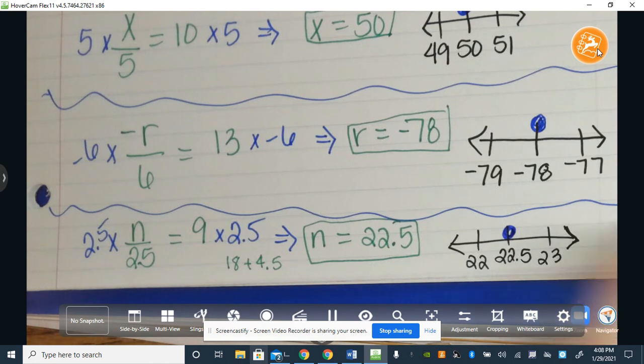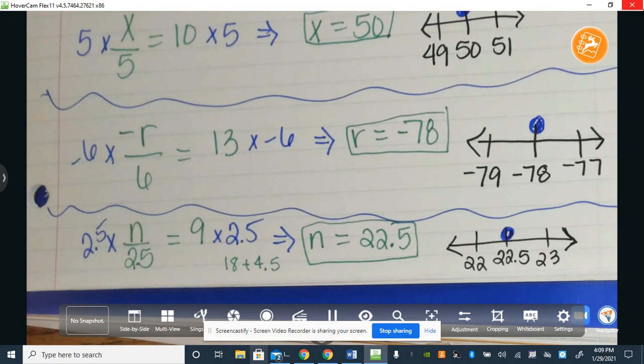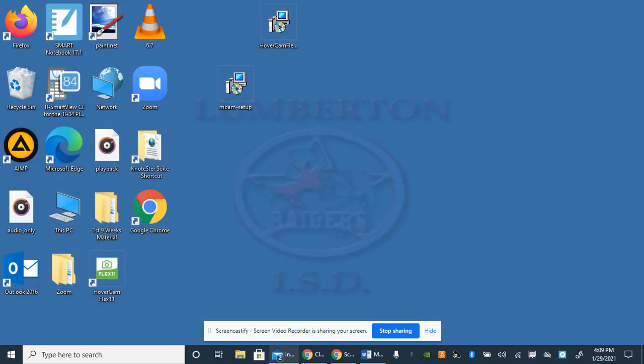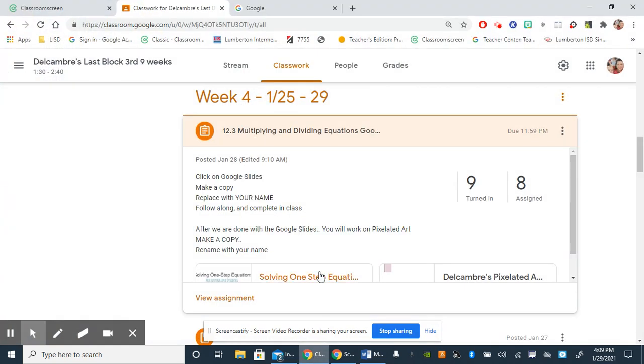Okay, so remember, inverse operation, you're going to do the opposite, and you do it to both sides of the equation. You do it to both sides of the equation. So let me stop with my notes so I can show you what your homework is. Hopefully I can figure it out.